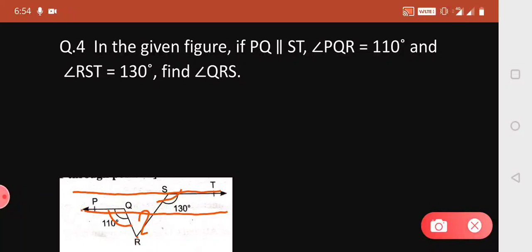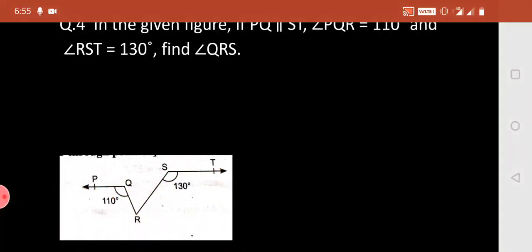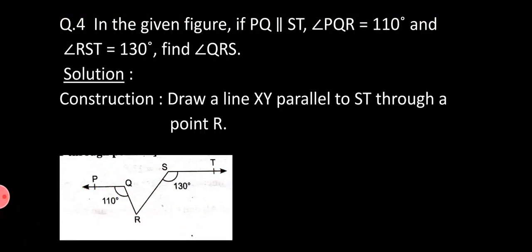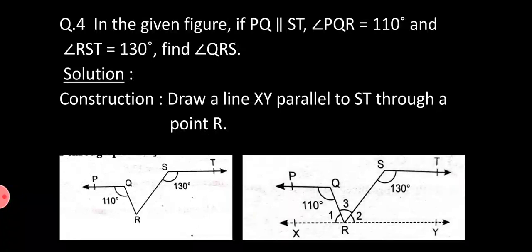But here in the question itself a hint is given, so we will use that and do the construction further and solve our question. So for the solution, first we do the construction. We are drawing a line XY parallel to ST through point R. Let's see the new figure after the construction.